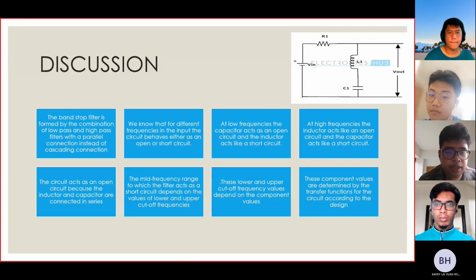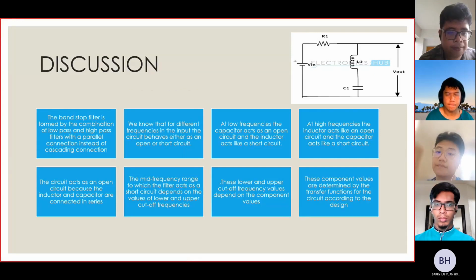Okay. For the discussion, I'm going to explain again. The band stop filter is a combination of a low pass and a high pass filter, where they are connected in parallel instead of cascaded. We know that for different input frequencies, the circuit behaves either as an open or a short circuit. The circuit acts as an open circuit because the inductor and capacitor are connected in series.